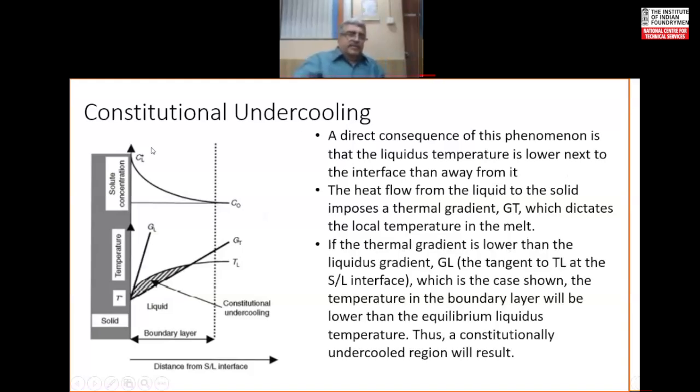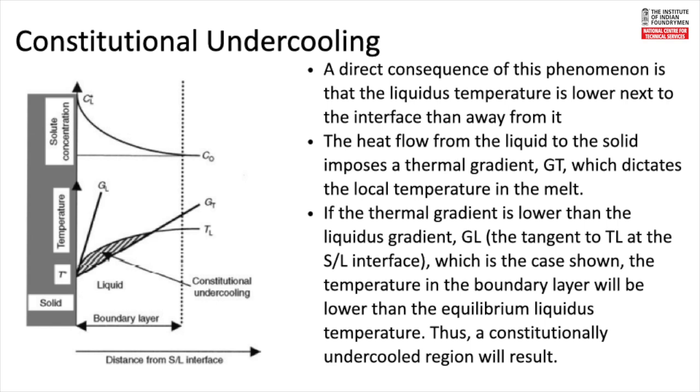Now as this solute becomes richer in the remaining solution, the solidus temperature line goes like this, which has got a higher gradient. What is resulting is that immediately next to the boundary, next to the grain surface, the solid-liquid interface, there is a zone where there is what we can call constitutional undercooling.